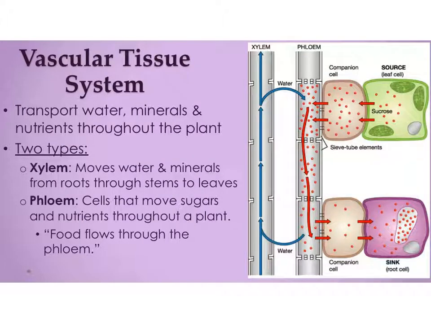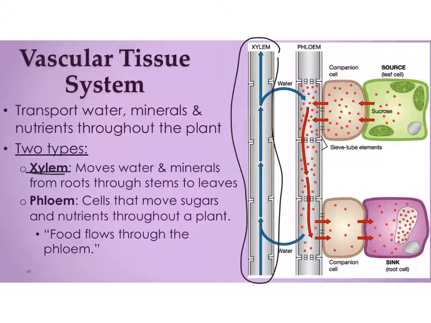The vascular system we've talked a lot about before. This is where water and nutrients go through. So to be a vascular plant, you have to have this vascular tissue system. And there are 2 very important types of cells in the vascular tissue system. They are the xylem, which moves water and minerals from the roots through the stems to the leaves. This is the xylem here. You can notice the direction of movement is only up. It's pulling stuff from the roots and moving it up.